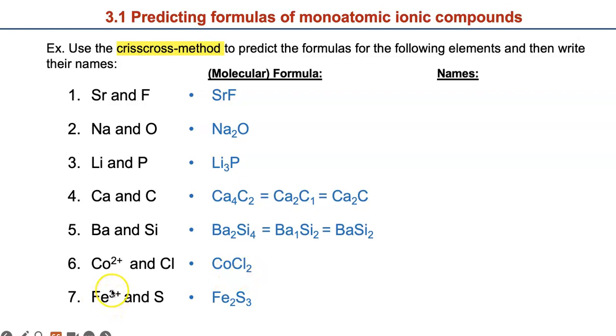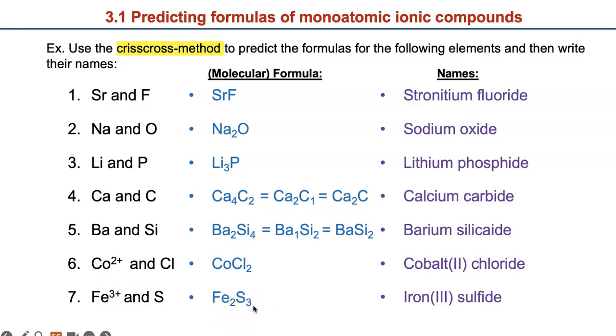And iron has multiple oxidation states. So this is iron 3 state and this is sulfur which has a -2. So they crisscross and iron gets the 2 from sulfur and iron 3 goes to sulfur.